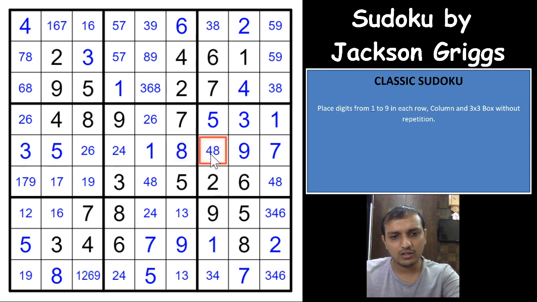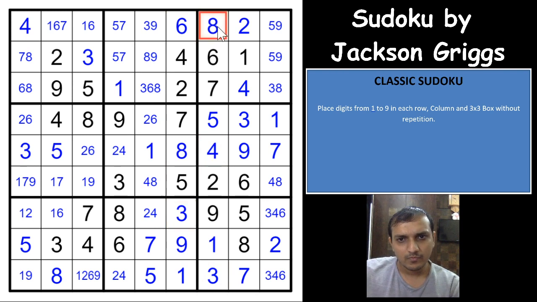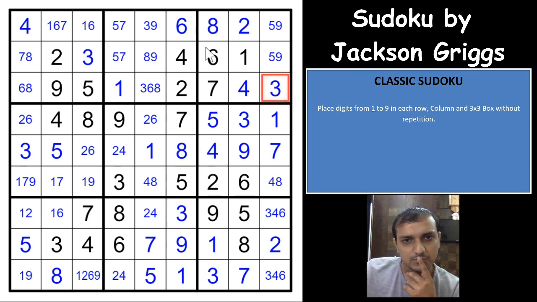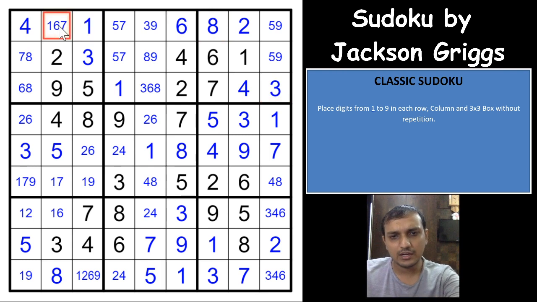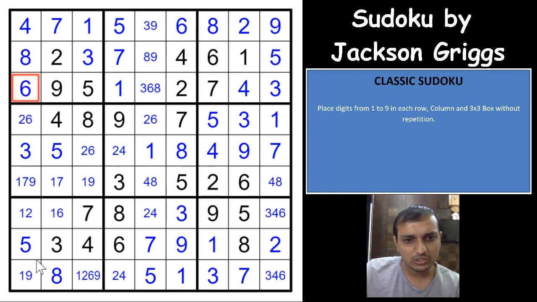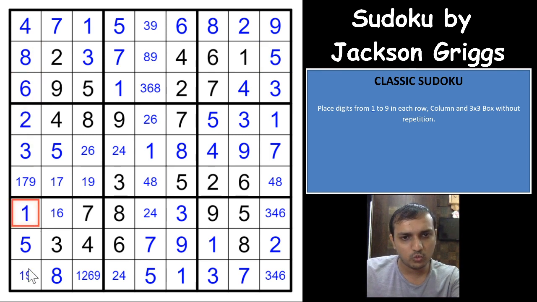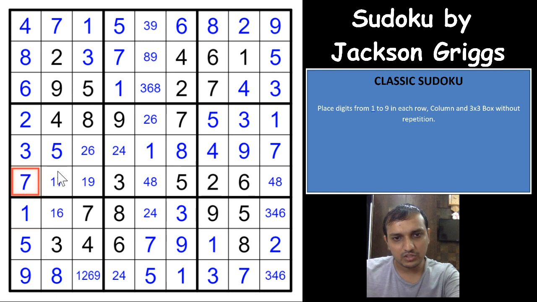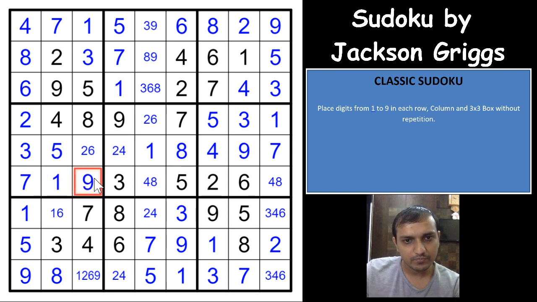And that 6 gives you an 8 here, a 4 here, a 3 here, a 1 here, a 3 here, and 8 here, a 3 here, and this 6 will give you a 1 here and a 7 here, that gives you a 5 here and a 7 here, and that gives you a 9 here and a 5 here. I think this is done now. I don't think you will need any more techniques here.